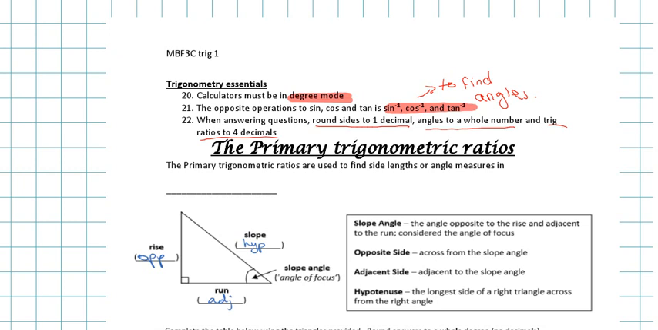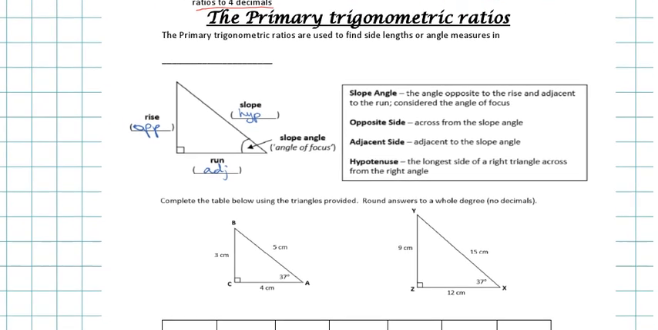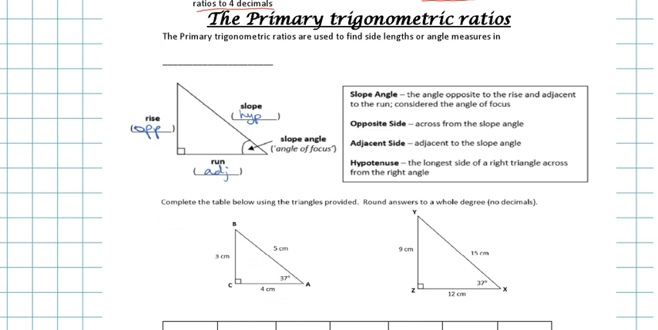Now, the lesson starts right here. Do you know what the word primary trig ratio is? There's three of them. Sine, cosine, and tan. They're called the primary trigonometric ratios. Okay? So these are your three primary.